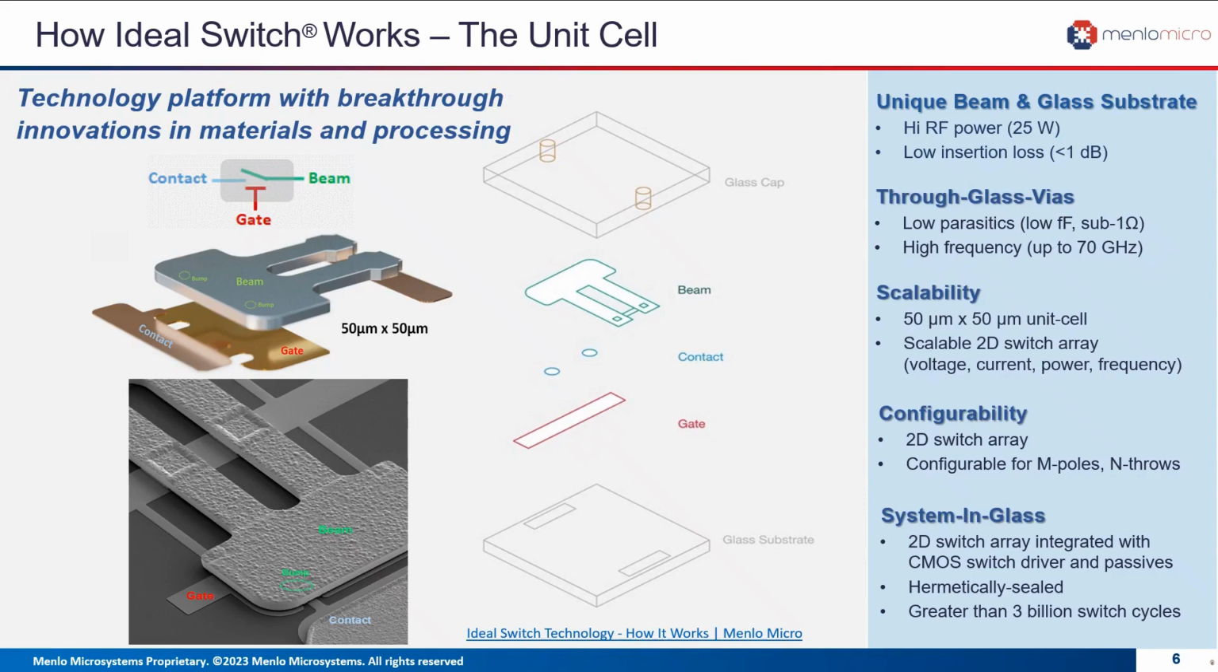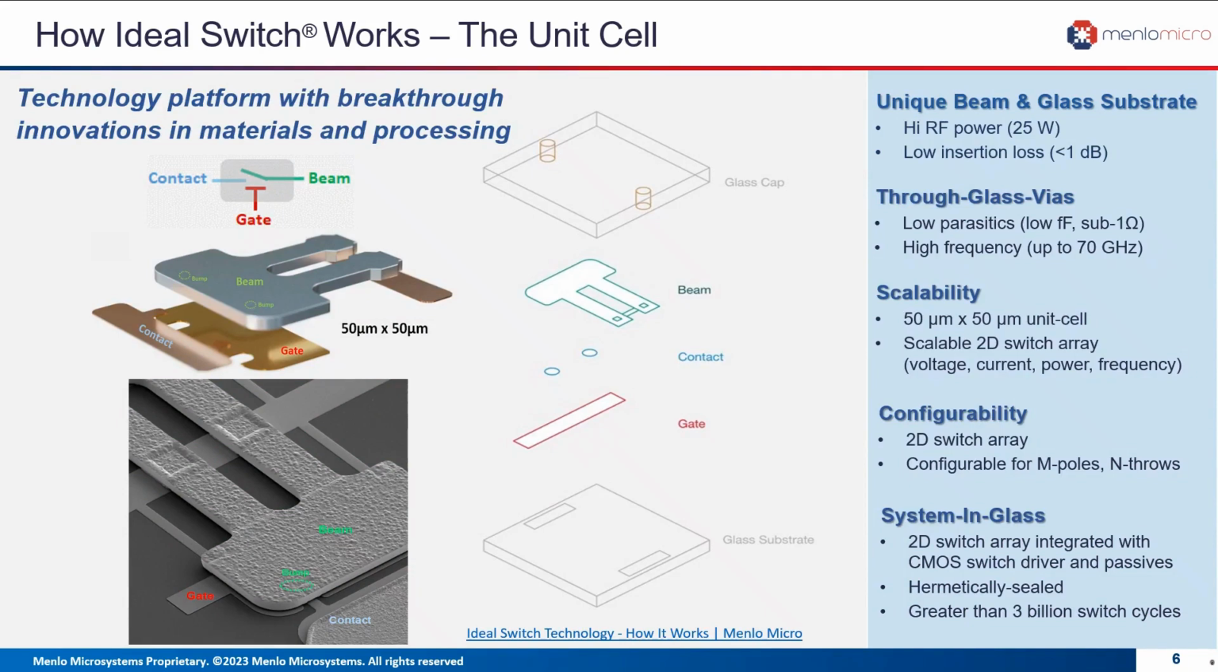The Ideal Switch's unique capabilities and features are as shown on the right. First, beam and glass, which enables high RF power handling with low RF loss. Second, the through glass via, which provides high frequency response. And third, the unit cell, which forms the scalable 2D switch array, which I'll show you with a few more slides later. Fourth, a 2D switch array and system in glass, SiG, package, which builds up the versatile and highly reliable RF switch portfolio.